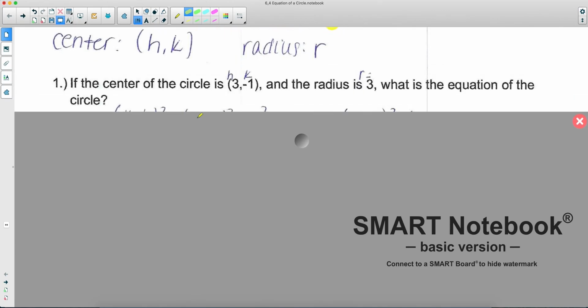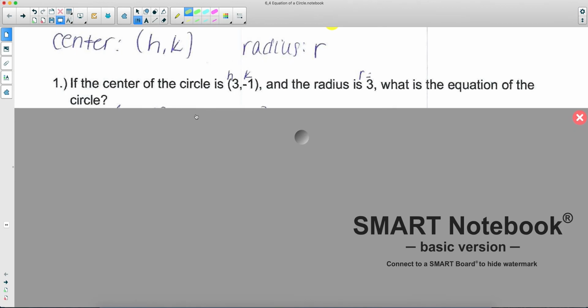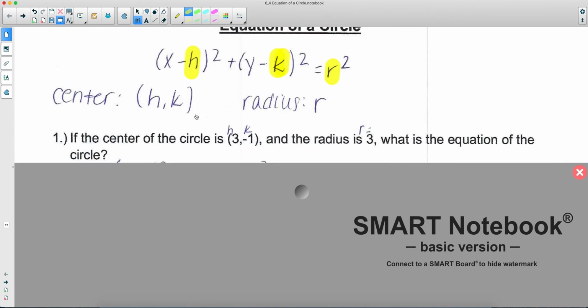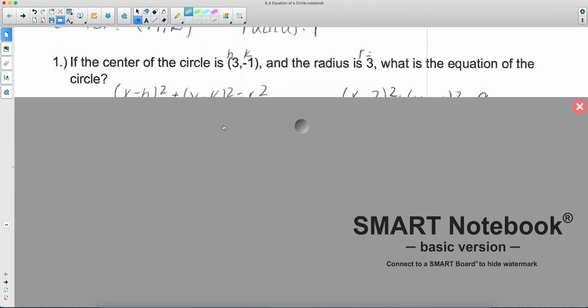Okay, so first question, here it is. If the center of a circle is 3, -1, and the radius is 3, what is the equation of the circle? I'm not even going to expose the answer yet, but just look what I did. Here we know this is the equation up here that I already have down. So if the center is 3, -1, that's h and k, and then the radius is 3, so r is 3. So we have h, k, and r. We just substitute in those values. So take a look.